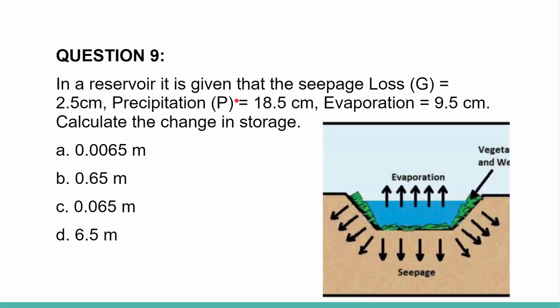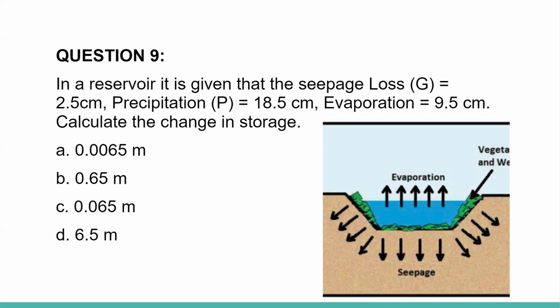Moving on, this is another simple numerical problem. In a reservoir, it is given that the seepage loss, which is nothing but an outflow component, I can give you that clue, is equal to 2.5 centimeter. Precipitation is 18.5 centimeter, which is an inflow component, and evaporation is 9.5 centimeter.